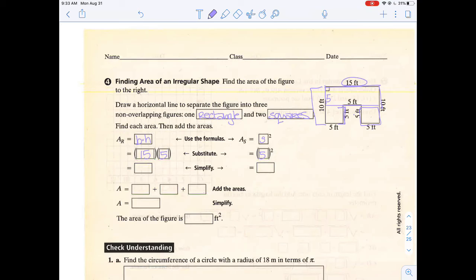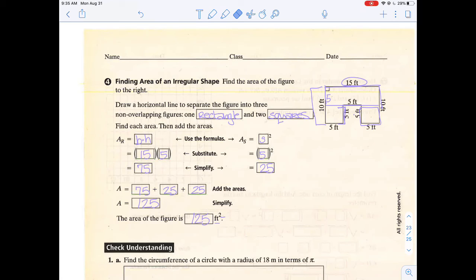If we simplify, 15 times 5 is going to get us 75. 5 squared is 25. Now we've got 75 plus 25 plus 25 because we have 2 squares. And if we add these together, 75 plus 25 plus 25 should get us 125. So the area of the figure is 125 feet squared. Remember, the label's always label squared.